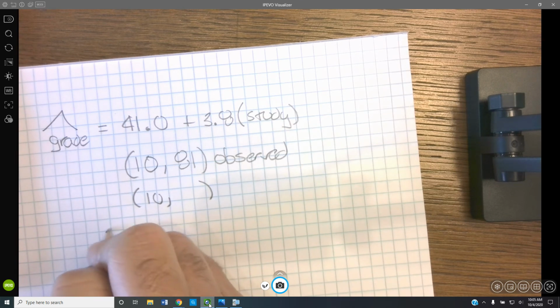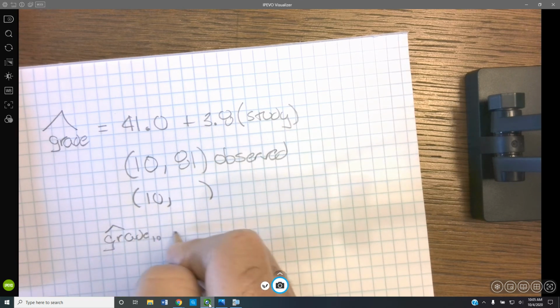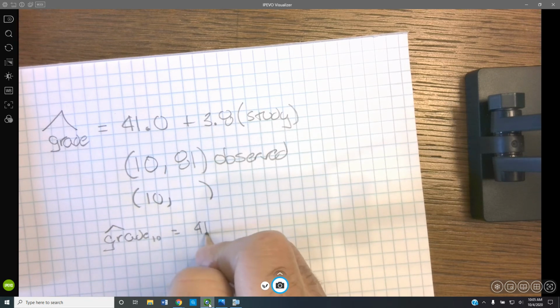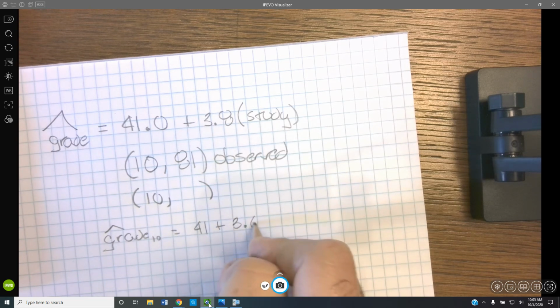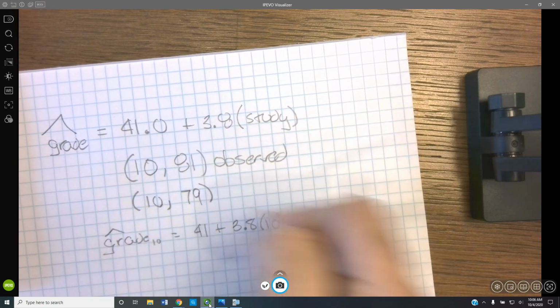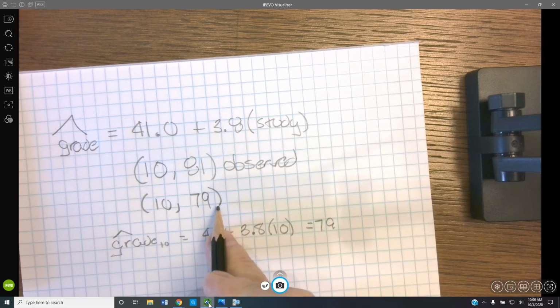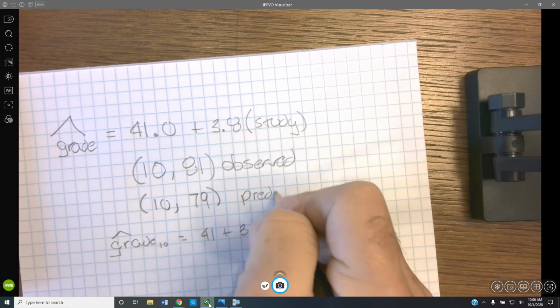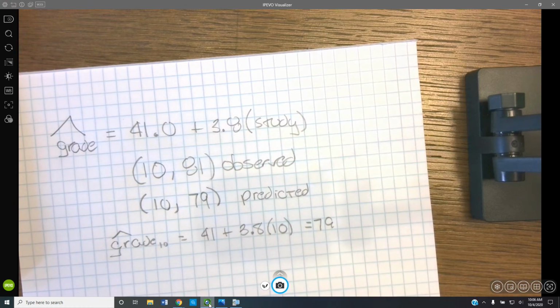So the grade prediction for 10 will be 41 plus 3.8 multiplied by 10. Do the math, do what you've got to do, but remember that 3.8 times 10 is really 38, and 38 when added to 41 is going to be 79. So we have now a predicted value. So we have two different values here.